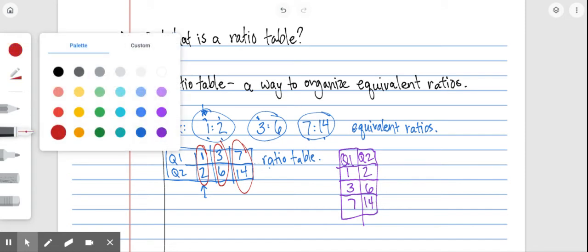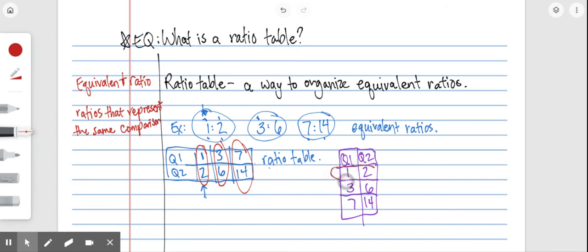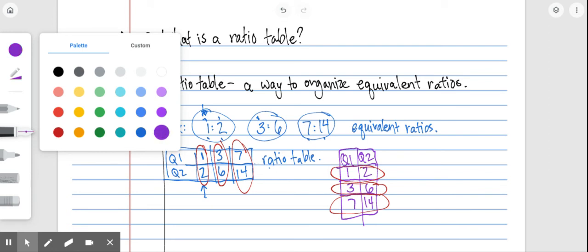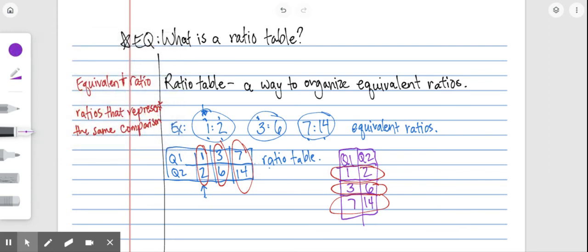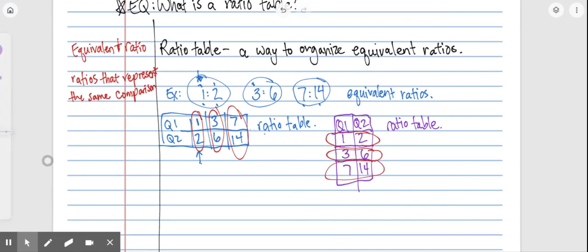And again, each of these things pair up. So 1 to 2, 3 to 6, and 7 to 14. Notice I've got each of those ratios in both of these ratio tables. So this again is a ratio table. All right, so those are ratio tables, and that's what we do with them. We just organize equivalent ratios.